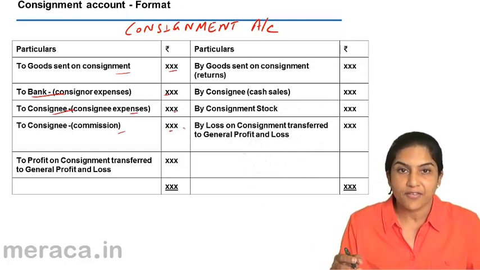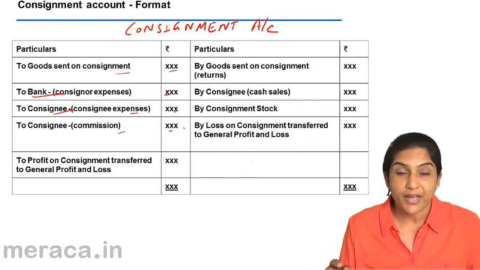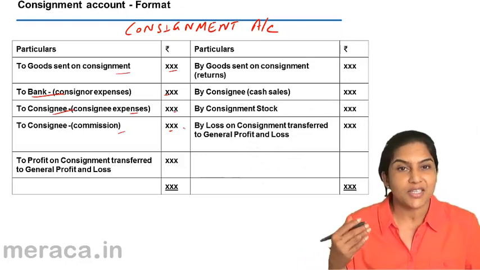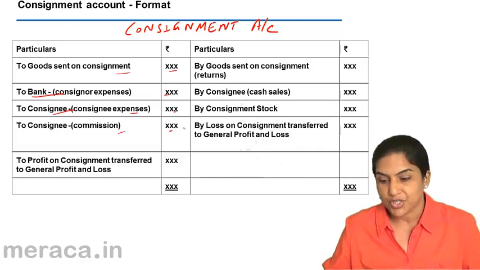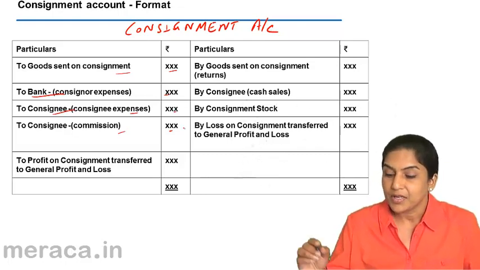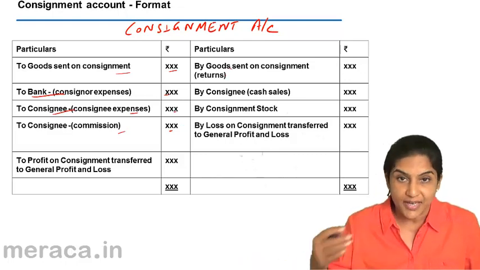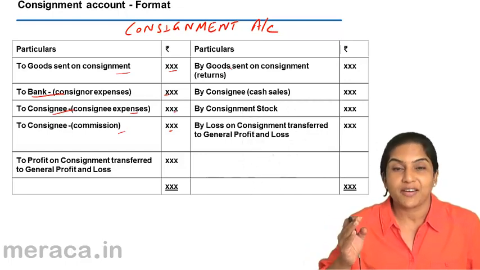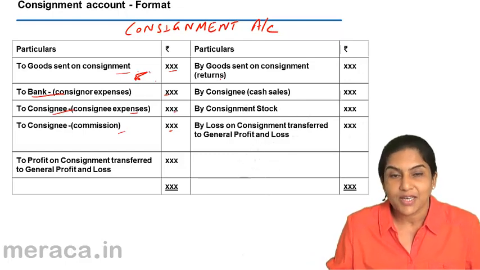Yes or no? So that's how the entries are. Consignment account debit to goods sent on consignment. Consignment account debit to bank with the consignor's expense. Consignment account debit to consignee for the expenses that the consignee incurs. Consignment account debit to consignee also for the commission. It is credited by goods sent on consignment if there are returns. When the goods were sent on consignment, we said consignment account debit to goods sent on consignment. If they are returned, the entry would be reversed. Therefore, this is nothing but a reverse of this entry. By goods sent on consignment, returns.